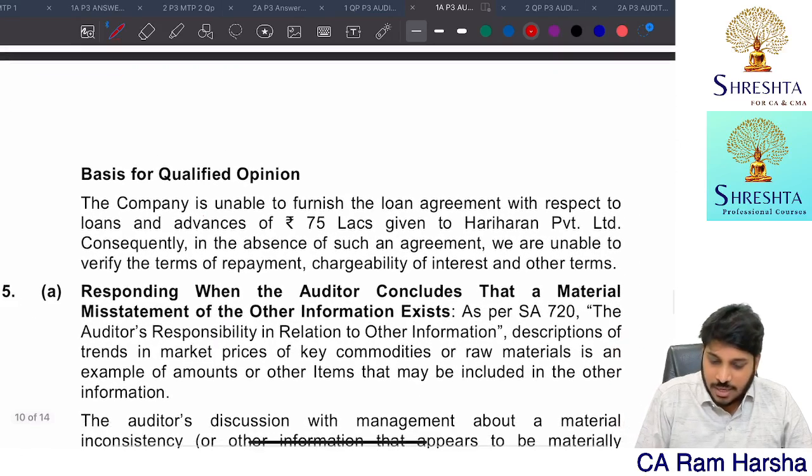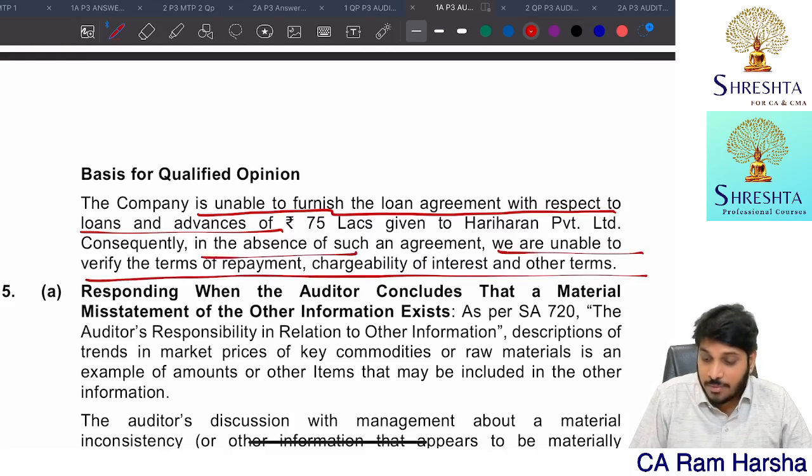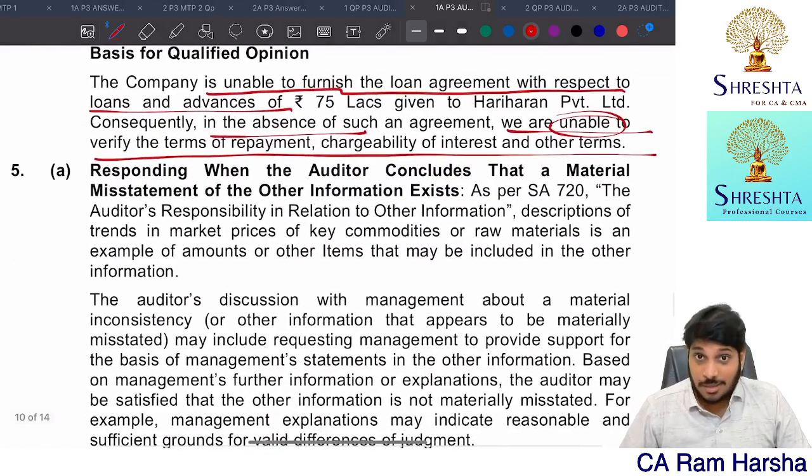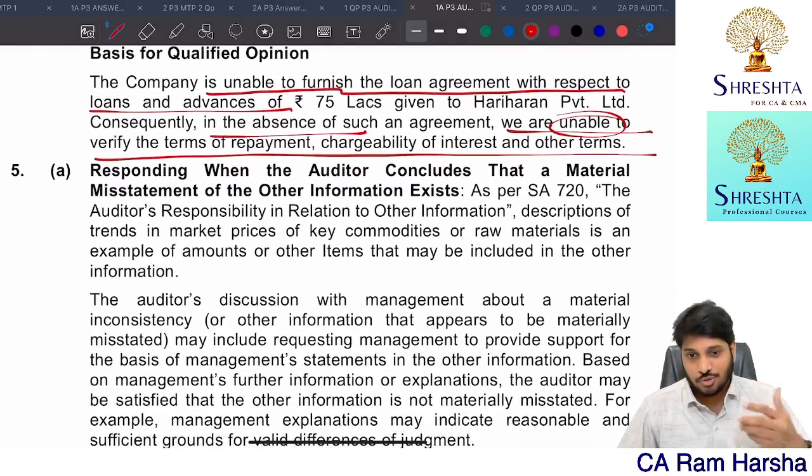And the basis for qualification would be: the company is unable to furnish the loan agreement with respect to so and so. So in the absence of such an agreement, we are unable to verify the terms of repayment. We are saying we don't have evidence. That's why the words are "possible effect". The answer itself is wrong actually. In the MTP itself, they gave a wrong answer. But see, they are asking drafting questions also.